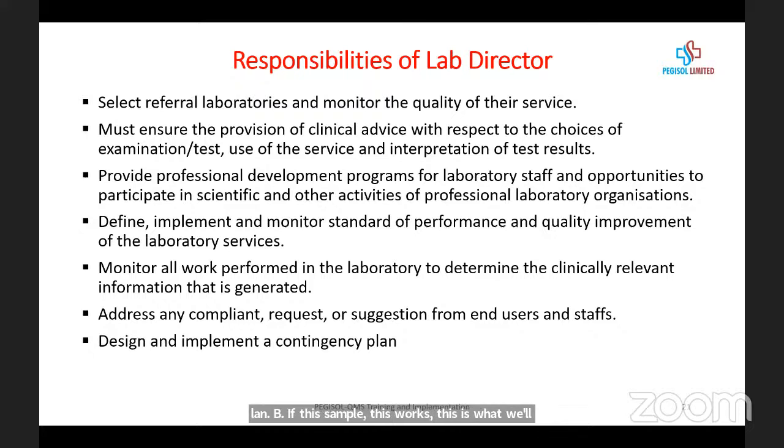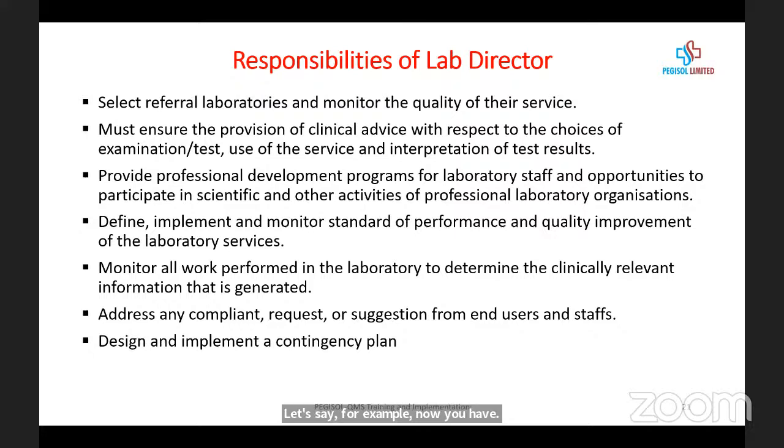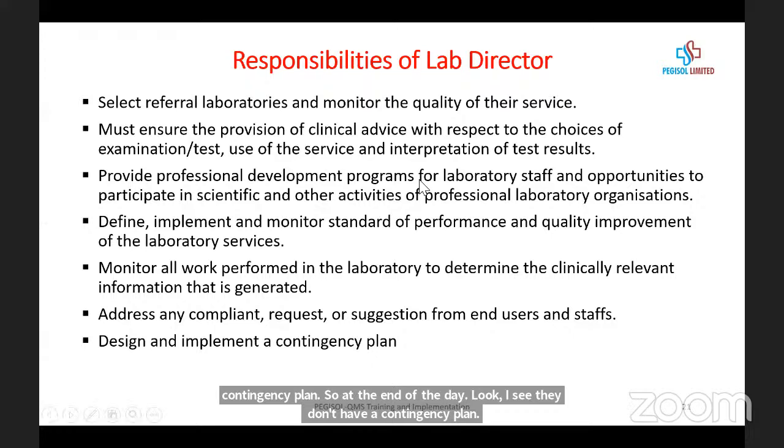Let's say, for example, you have equipment for running hematology tests, and you have a backup. Now, if the first machine and the second machine are both bad, what is your contingency plan? You must have a contingency plan, and you must know when to trigger it. Some people have a contingency plan, but they don't know when to trigger it, so at the end of the day, it looks as if they don't have a contingency plan. I hope I'm communicating tonight.